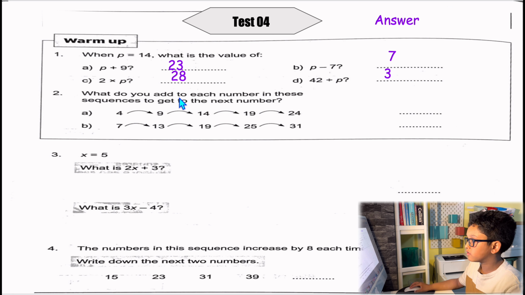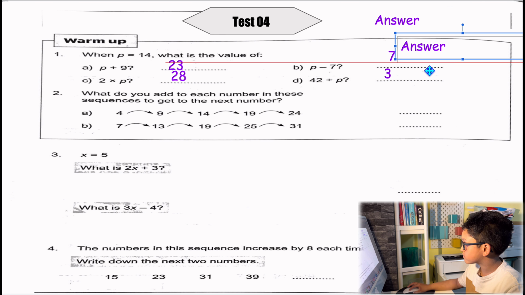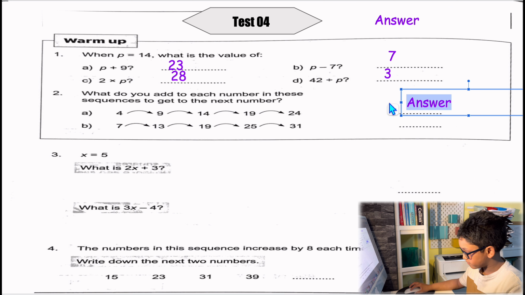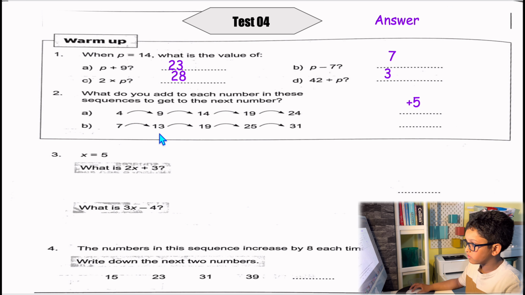Question 2. What do you add to each number in these sequences to get to the next number? 4 plus something, 9 plus, and so on. 4 to 14 is 10, half, 9. No, half, you'll get 5. So every jump is plus 5. 7 to 13 to 19 to 25 to 31.